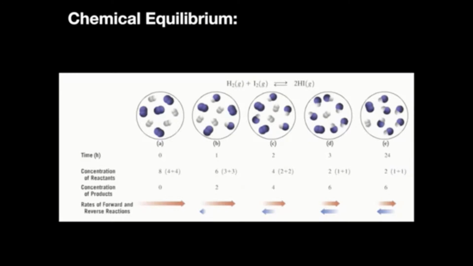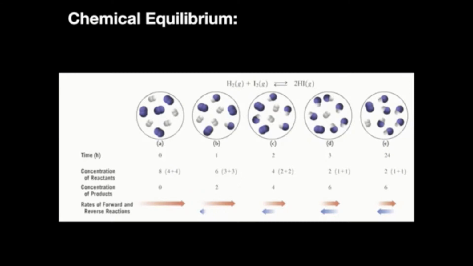At that point, you are at chemical equilibrium. You wouldn't see a change in the concentration of H2 and I2 or HI, because H2 and I2 are going to be used up at the same rate that HI is used up. So there's no change in concentration, because at chemical equilibrium, the rate of your forward reaction and the rate of your reverse reaction are the same.